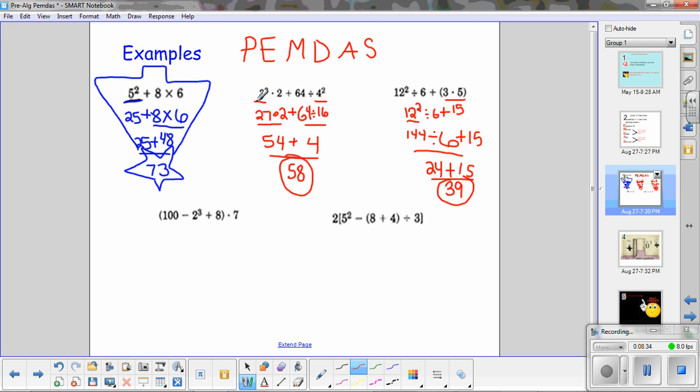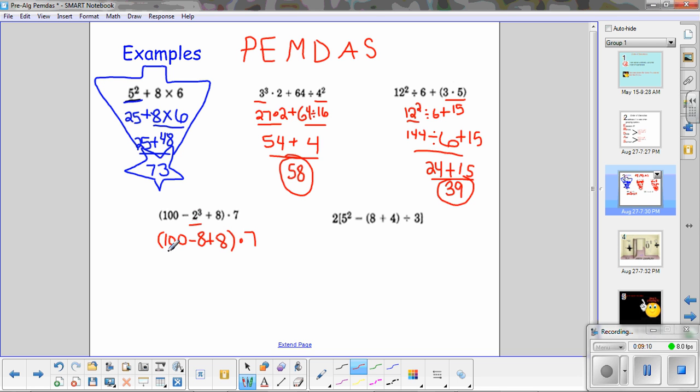All right, in our next example, we have parentheses that we're going to work with first, but we have multiple things inside the parentheses, so we need to make sure that we're following the order of operations inside of the parentheses. So once we're inside the parentheses, the first thing you will do there is the exponent. 2 to the third power is 2 times 2 times 2, which is 8. So we have 100 minus 8 plus 8 in the parentheses, and then times 7.